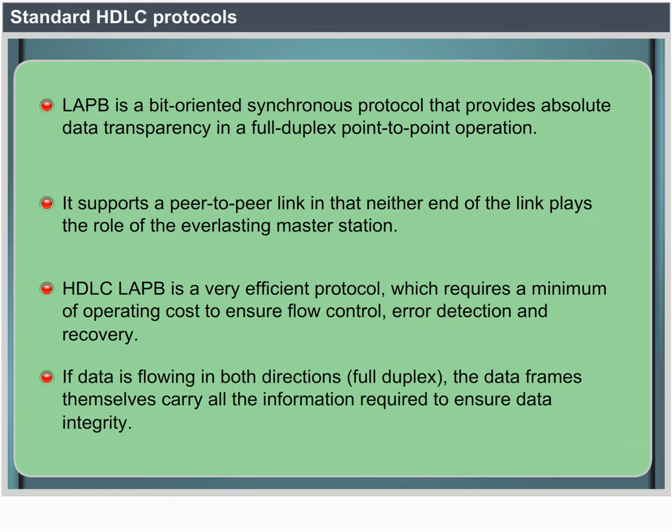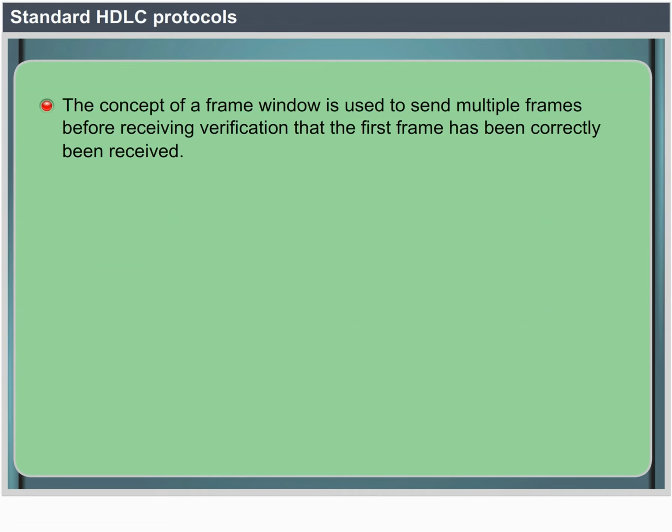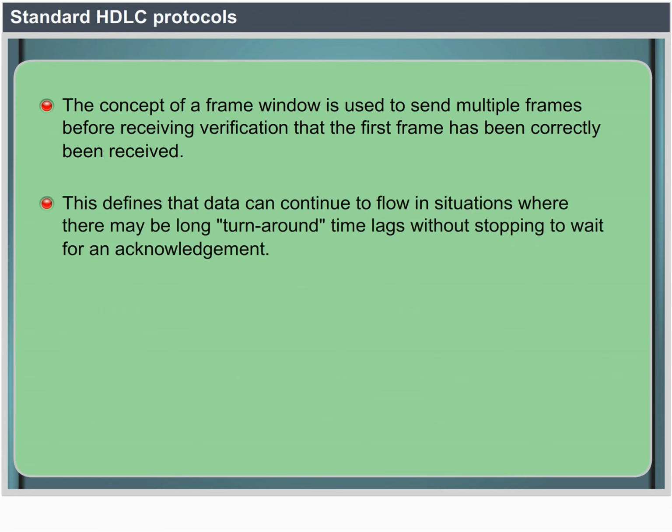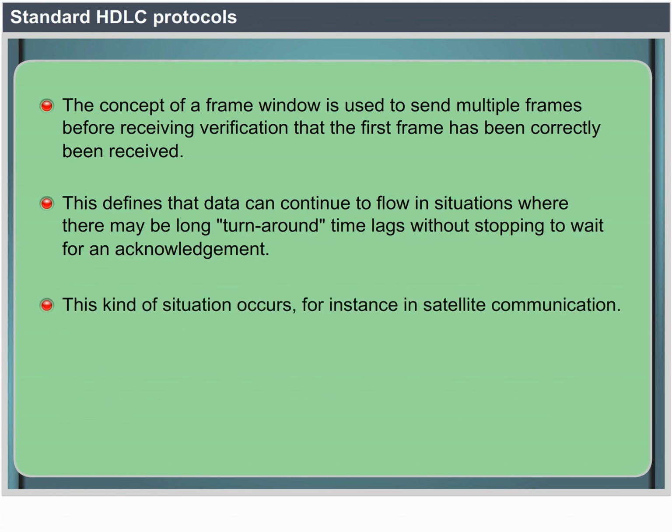The concept of a frame window is used to send multiple frames before receiving confirmation that the first frame has correctly been received. This means that the data can continue to flow in situations where there may be long turnaround time lags without stopping to wait for an acknowledgement. This kind of situation occurs, for instance, in satellite communication.